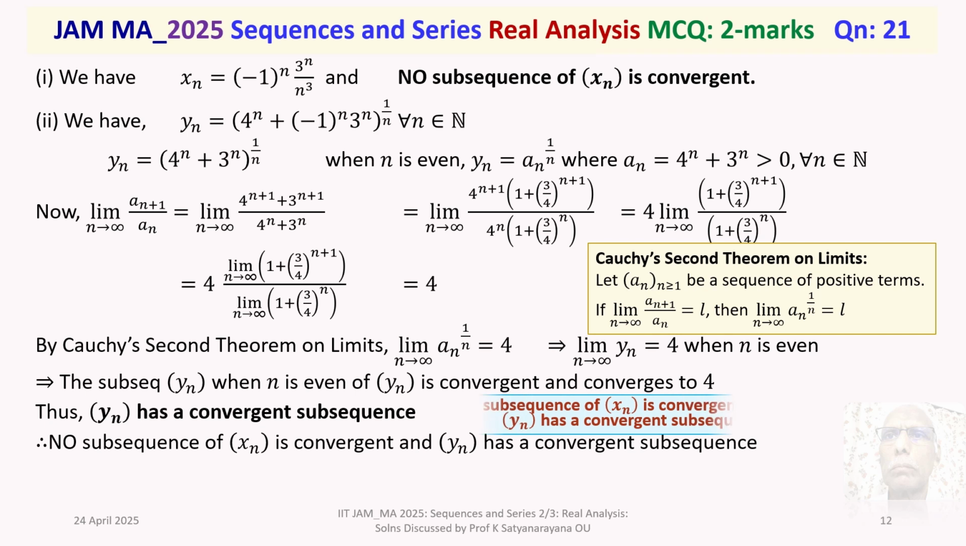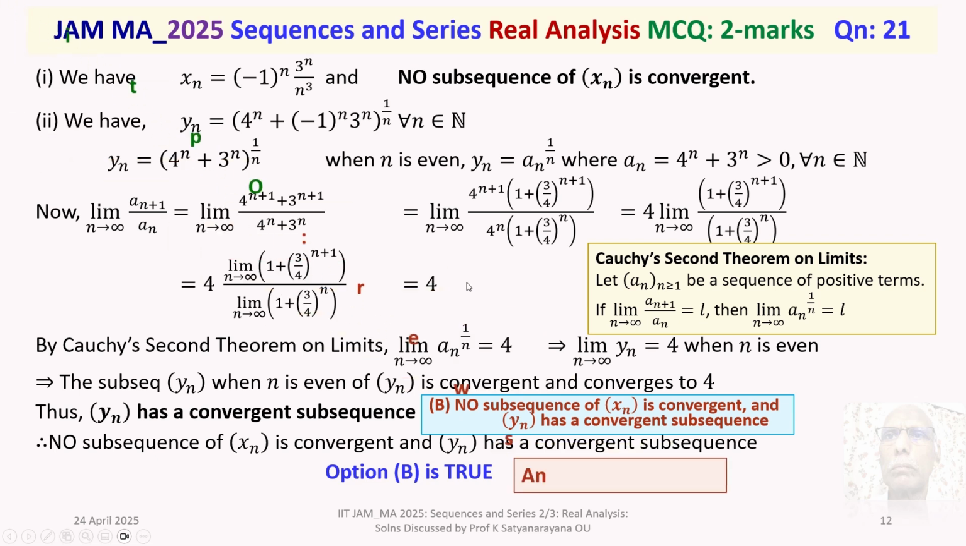So let's look at option B. No subsequence of xn is convergent and yn has a convergent subsequence. Therefore, option B is true, and the answer to this question is option B. That is the detailed discussion of the solution of this problem, and it is a good question.